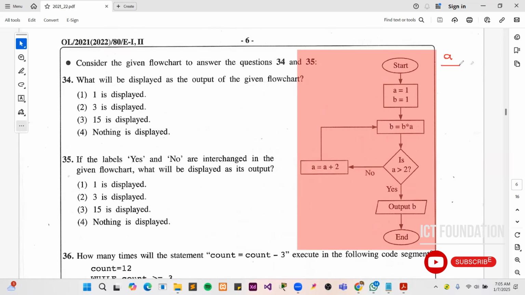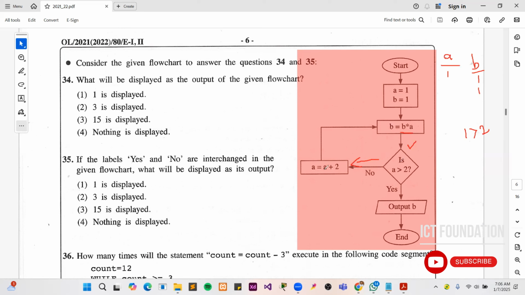Initially, they have A is equal to 1, B is equal to 1, the two variables they have given. Then B is equal to B into A. 1 into 1, 1. So B's new value will be 1. In this part, they are asking about some conditions. A is 1, that's greater than 2. That's wrong, right? So wrong means you will come with the path with no.